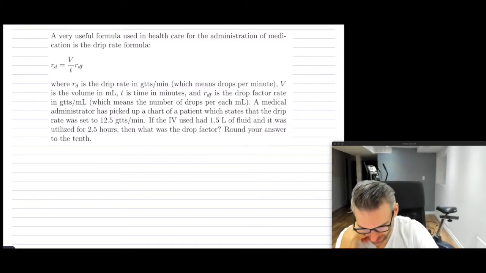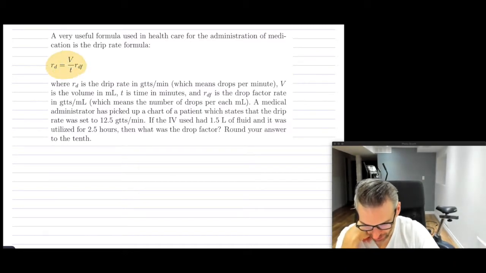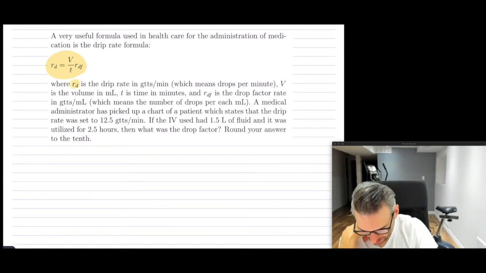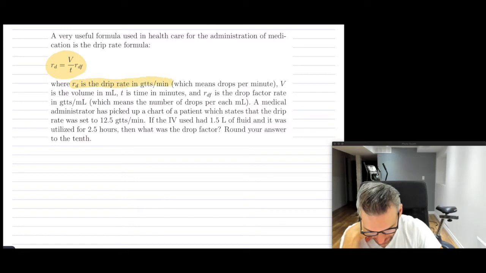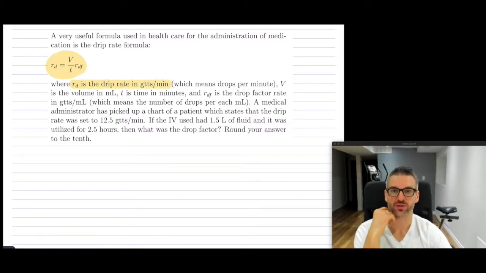We have been given our little formula for the drip rate, and they define everything for us. RD is the drip rate, which means drops per minute. GTTS is kind of a shorthand. It's coming from Latin and it's stuck around for historical reasons, but it is just drops per minute.